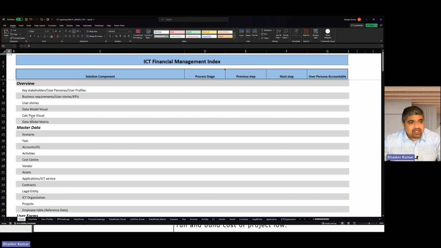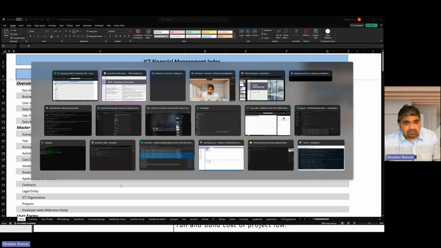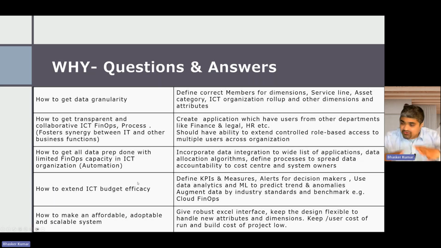So if we go back to the PPT, this is what I'm talking about. Different user profiles can come together and work on this dashboard, and have a consistent view of what data is being fed, what the rules are, what the definitions are, and how it is being reported. So that is how this dashboard can help you create harmony across all stakeholders. How to get data prep done with limited capacity? This tool provides you the opportunity for lots of automation and lots of standardization, and with limited capacity on the FinOps side, you can organize your data.